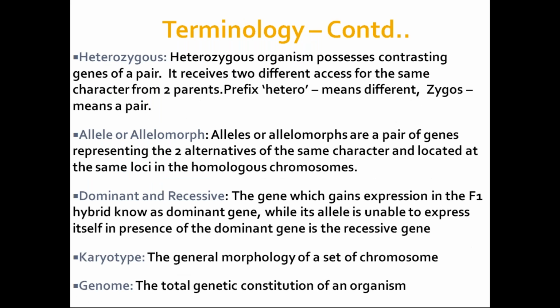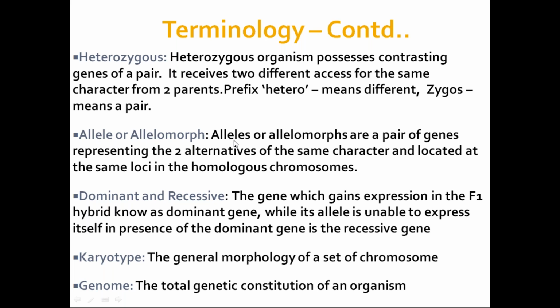Next, heterozygous. Heterozygous organisms consist of a gene pair that receives 2 different alleles for the same character from the 2 parents. Hetero means different. This is also a pair, but the genes come from 2 individual parents, so they are different. Zygous means pair. These have 2 genes, one from the mother and one from the father. Then you call it heterozygous.